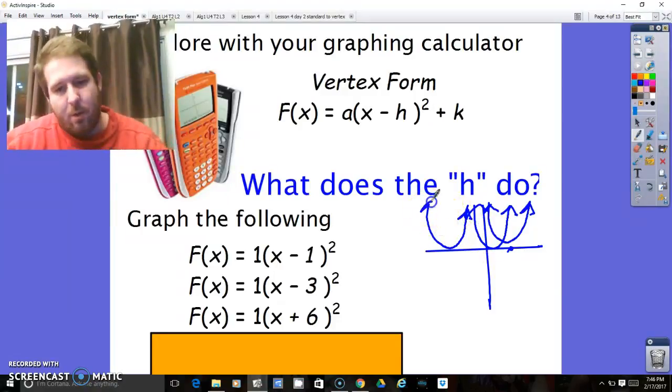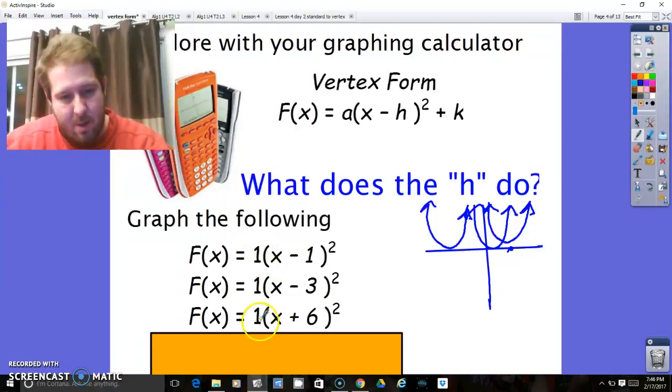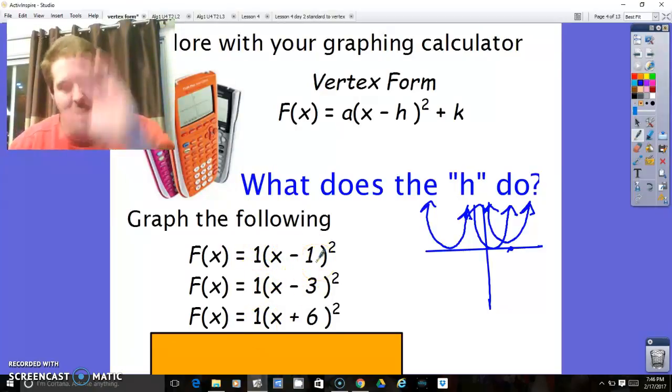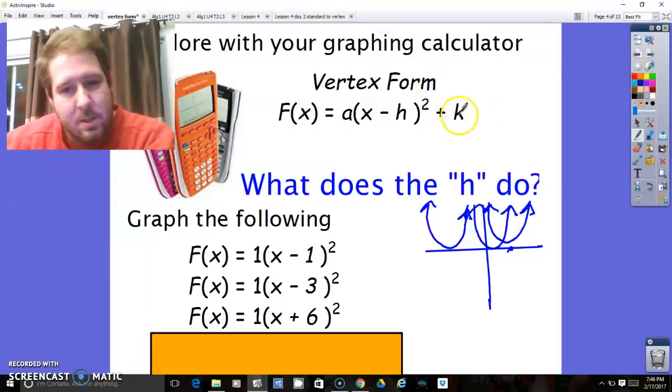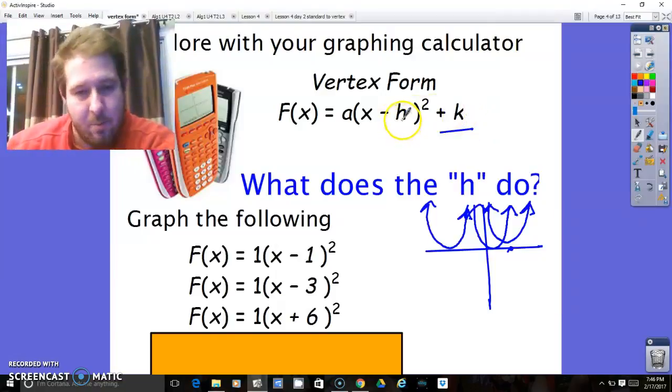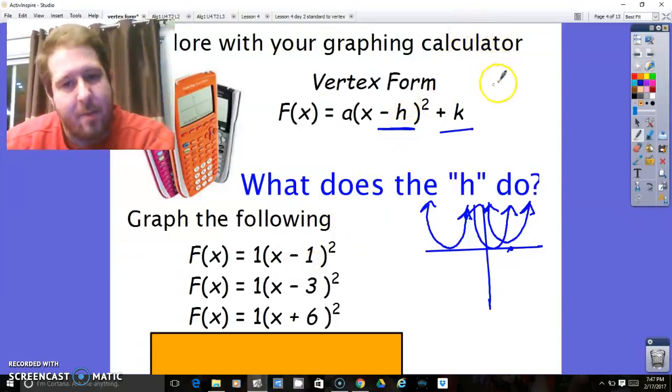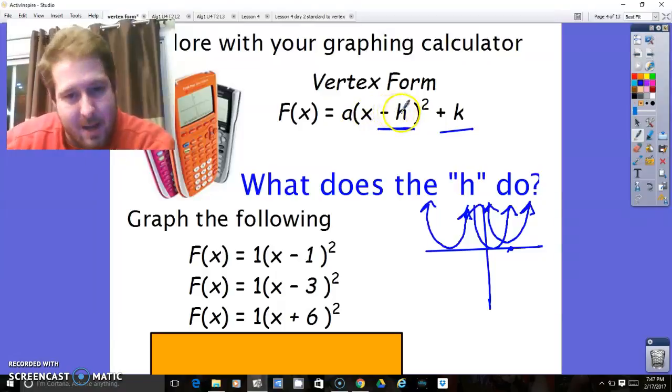Now, what you notice is that all of these have exactly the same shape because they all have the same number in front. But the only difference is that they're not moving up and down because there is no k. They're just moving left to right. So k determines if it moves up or down. We call that translating, which is moving or sliding. h makes it move left and right. Now, there is a key here. The issue is that it's the opposite of what you would normally think, and there's a reason for that, because it's x minus h.